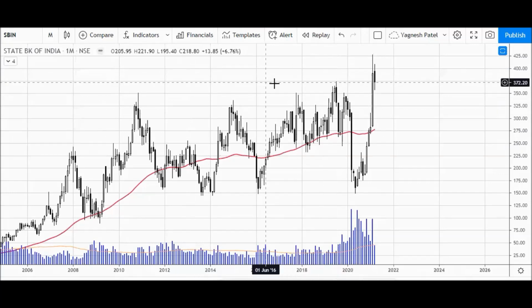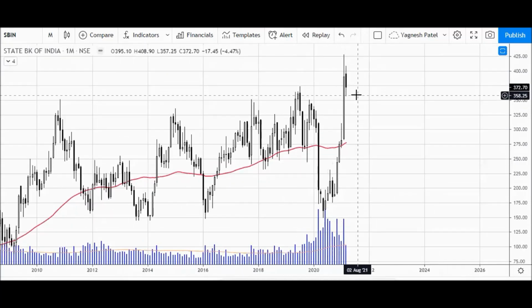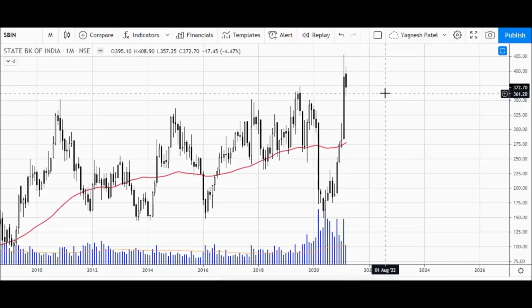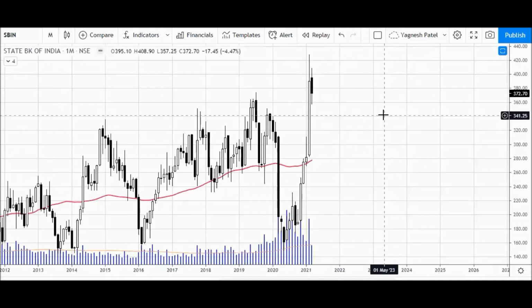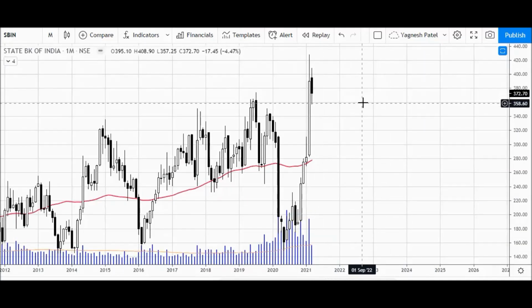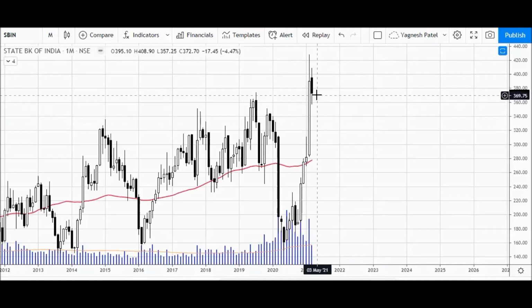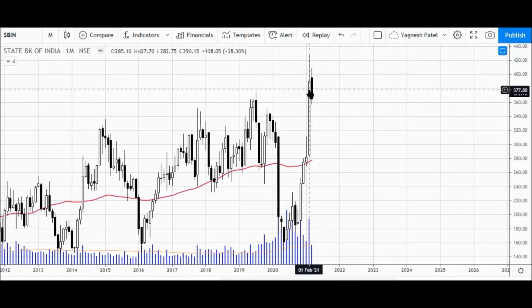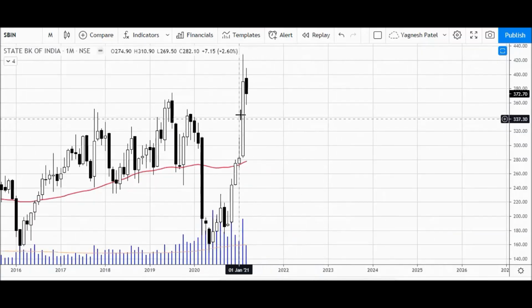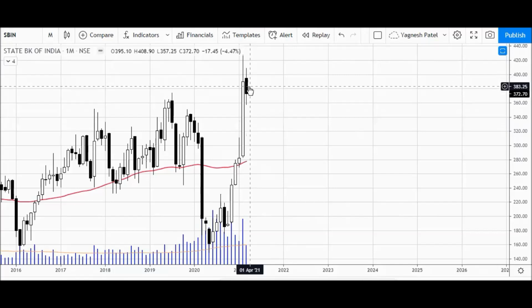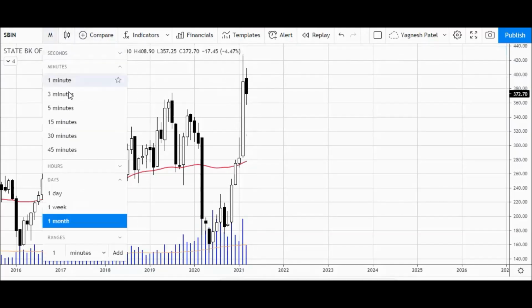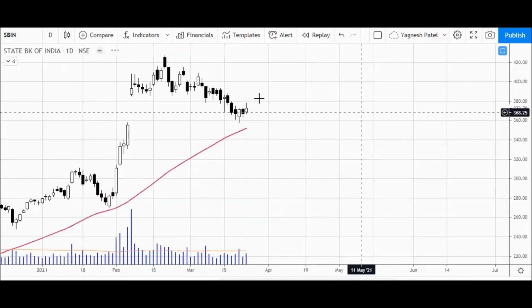The previous breakout level will now act as a support, which we call a CIP, and we will see further confirmation because the month is not over yet. This is the March month candle. The previous one is February, which has given a good breakout. So after a big move, it is slightly consolidating in a range. That's a very nice sign for SBI.